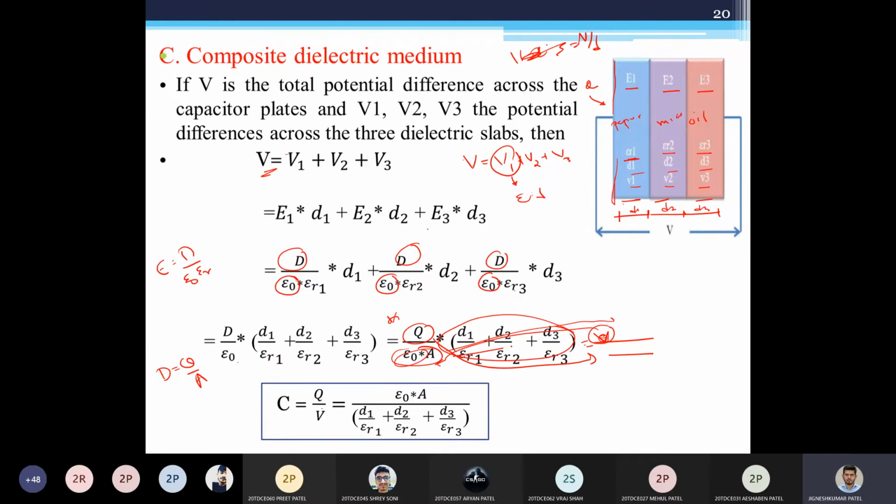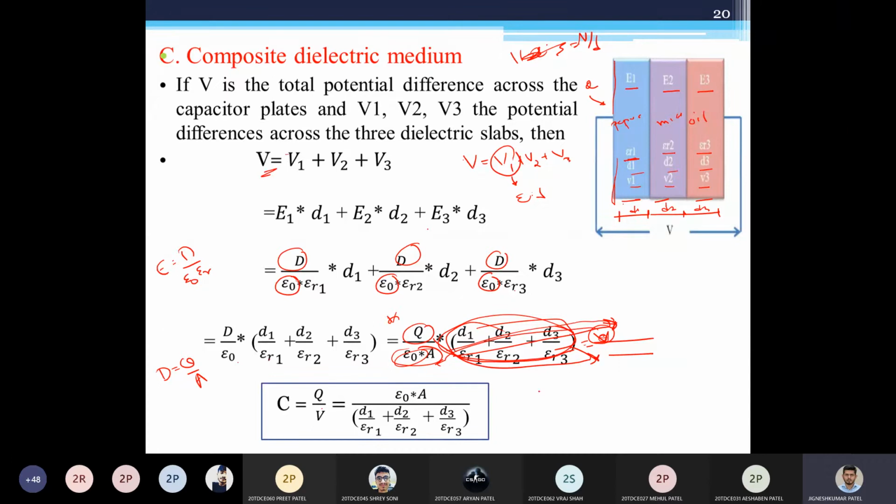This term goes to the opposite side, and this whole term comes in the denominator. So Q by V equals epsilon 0 A divided by d1 upon epsilon R1 plus d2 upon epsilon R2 plus d3 upon epsilon R3. So this is the equation for three different composite media.